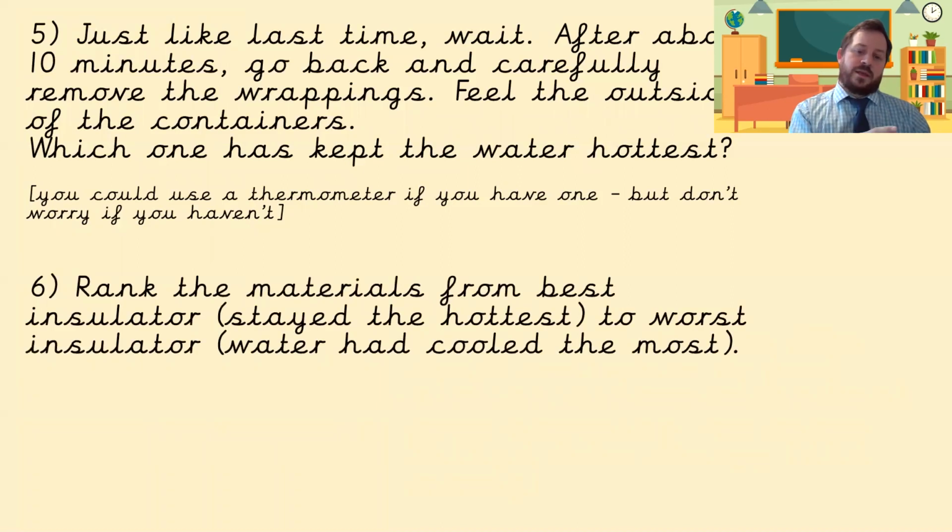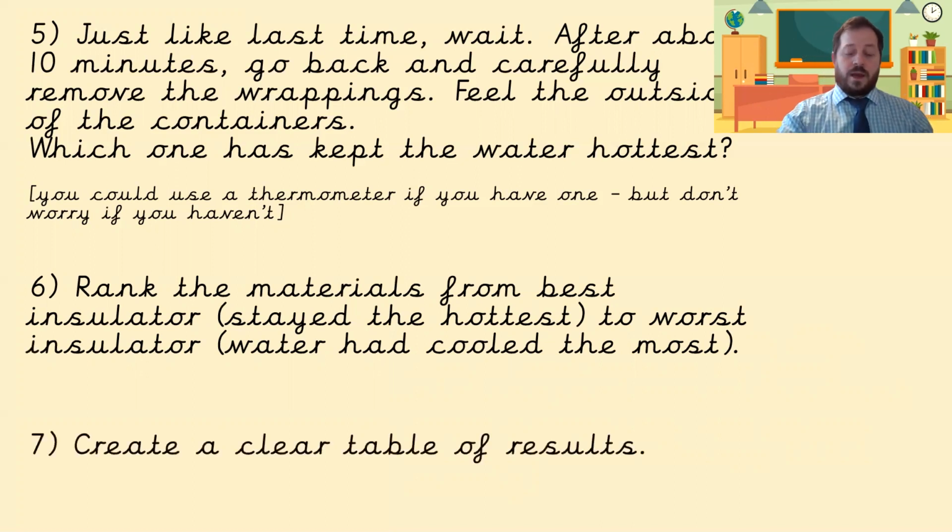Then you're going to rank the insulators from hottest to coolest. So your best insulator will be the one where the water will still be hot, and your worst insulator, the one that has the coolest and coldest water in there. And then you're going to create a nice table of results that shows us. If you have done the interval ones, you could change your table of results and show a graph as well in order to show that drop off.